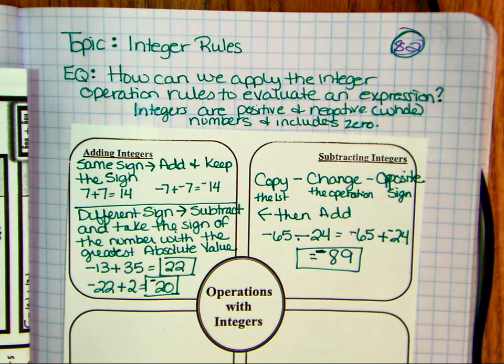Okay, so those are the rules for adding and subtracting. Don't forget, if the signs are the same in adding, you just add across and keep the sign. If you have different signs, a negative plus a positive, you subtract the smaller number from the bigger number, and you use the sign of the number that has the greatest absolute value. When subtracting, you use copy, change, opposite. You keep the first number, you change the operation, and you change the sign of the second one to the opposite. And then you just add using the adding rules.